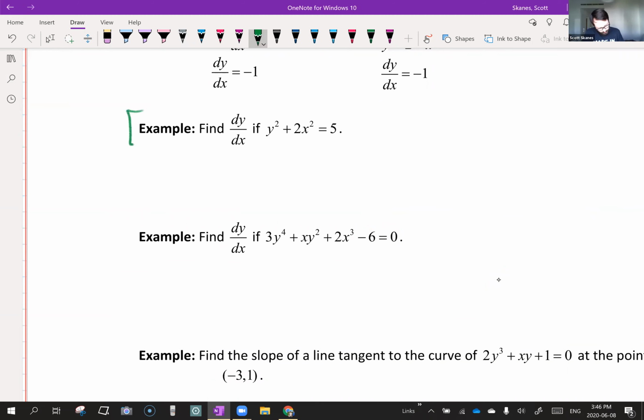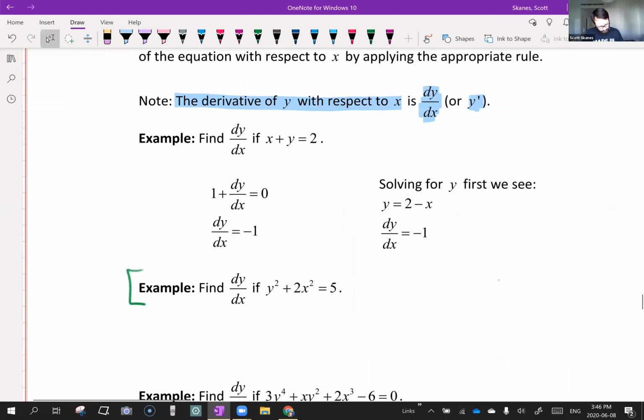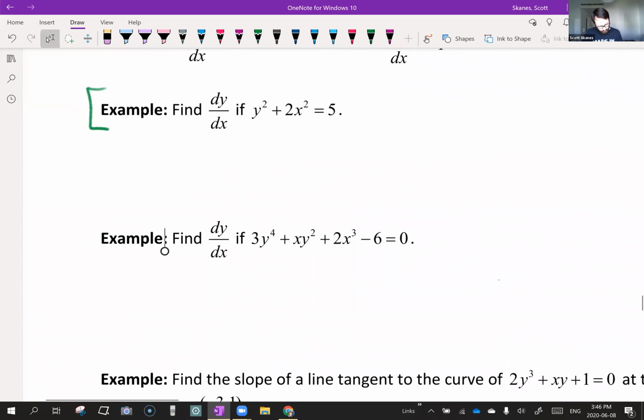Let's try this example. And if you're just joining us, this is page 42. Let's see what we can do. First real example on the page. Is this, first of all, is this implicit? It says find dy by dx if this is 5. Yes, it is implicit. I know it's implicit because y is kind of in the middle of it. It's not solved for y.